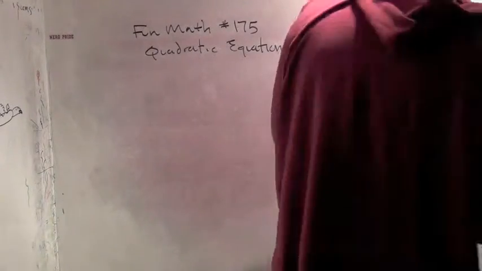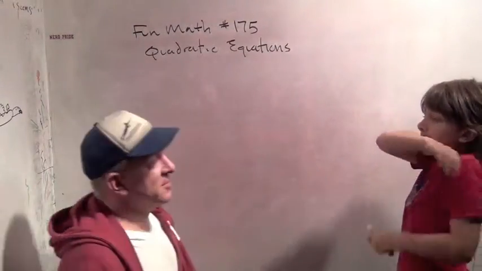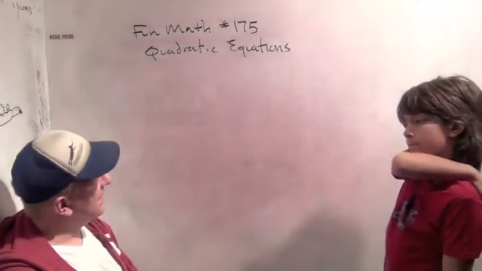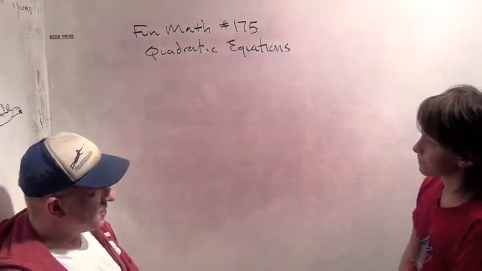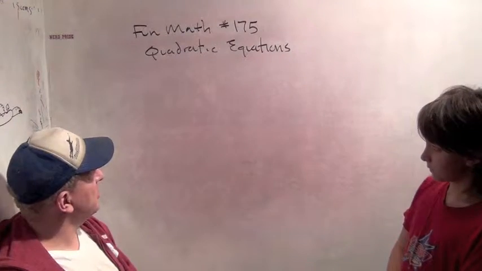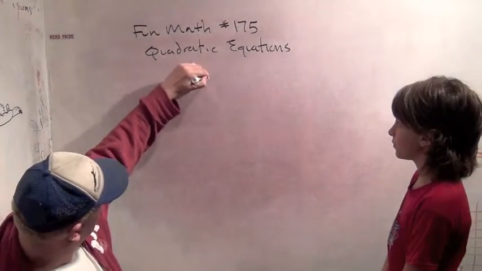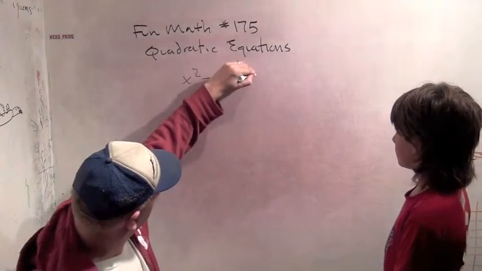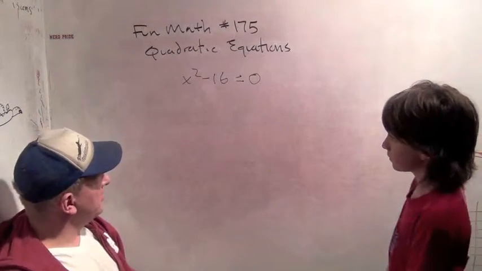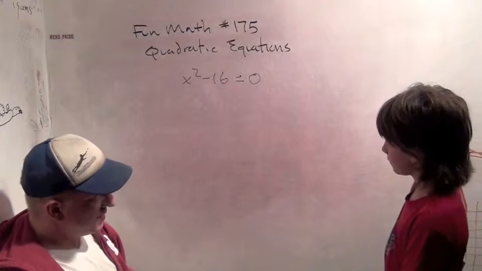FunMath number 175. Okay, we're starting chapter 10 of our problem solving algebra book today, right? It's about quadratic equations. So the very first example in this chapter was looking at this equation, x squared minus 16 equals 0. Do you remember what we found were the solutions to that?